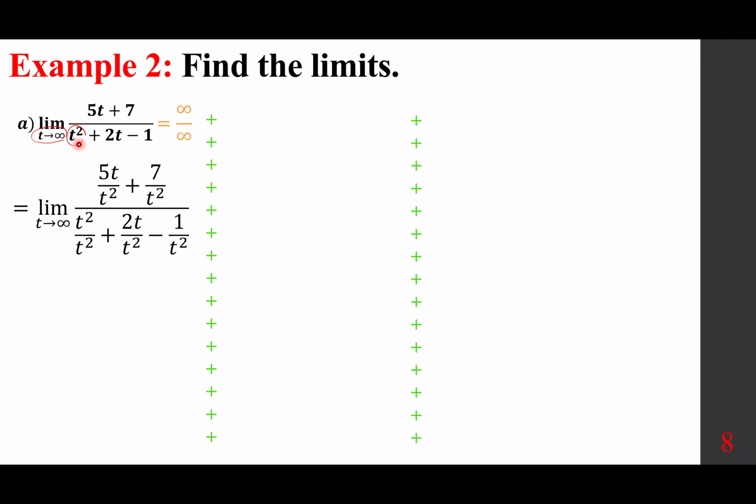Now we're going to simplify each term. This one is 5 over t, 7 over t squared. This one is 1, 2 over t, minus 1 over t squared. And right here, remember, I showed you with the warm-up example, you apply the limit to the top and the bottom, you separate them. You don't have to.